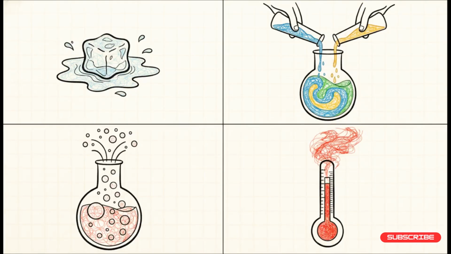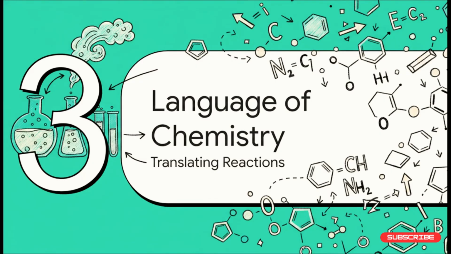From classic experiments just like that zinc and acid one, we can confidently point to 4 undeniable signs that a chemical reaction has taken place. If you see a change in state, a change in color, the evolution of a gas, or a change in temperature, you, my friend, are witnessing chemistry in action. Which brings us to part 3, the language of chemistry.